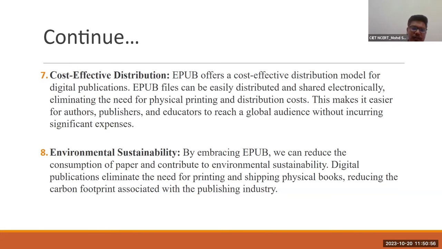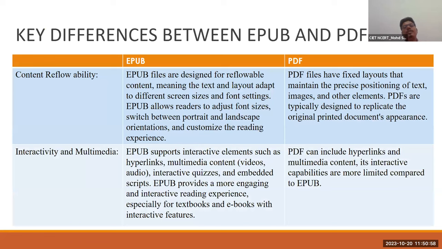The next slide is the key difference between EPUB and PDF. The first is content reflowability. EPUB is designed for reflowable content, meaning the text and layout adapt to different screen sizes and font settings. EPUB allows readers to adjust font sizes, switch between portrait and landscape orientation, and customize the reading experience. Whereas PDF files have a fixed layout.